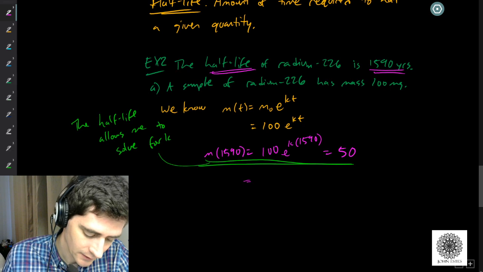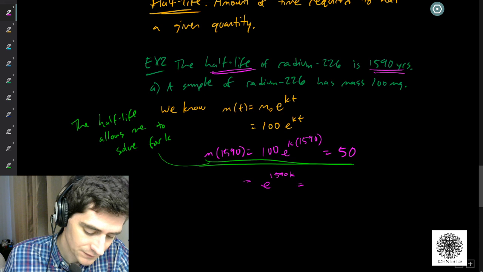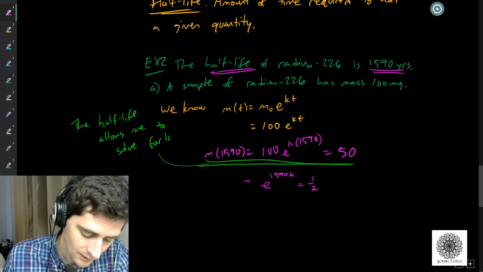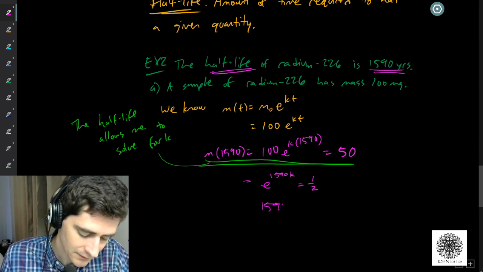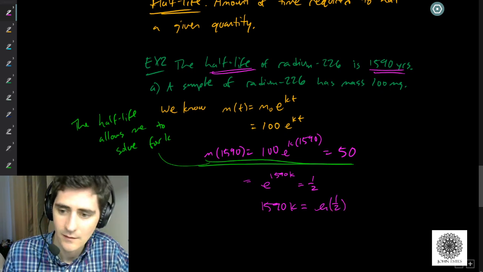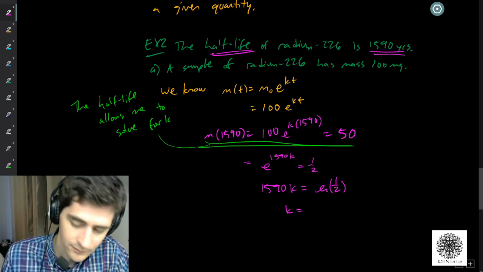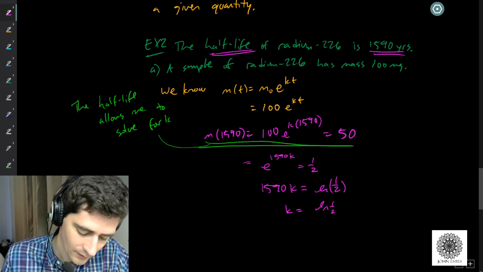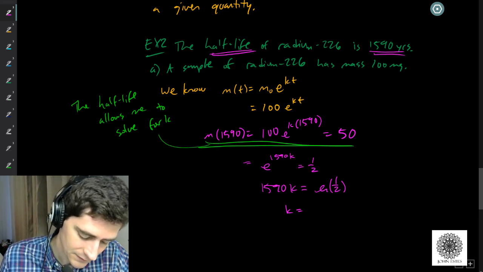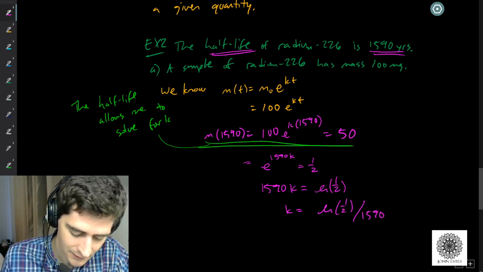So now I know that e to the 1,590k equals 1/2. Taking the ln of both sides, I end up with 1,590k equals ln 1/2. And then k equals ln 1/2, let's say ln 1/2 divided by 1,590.